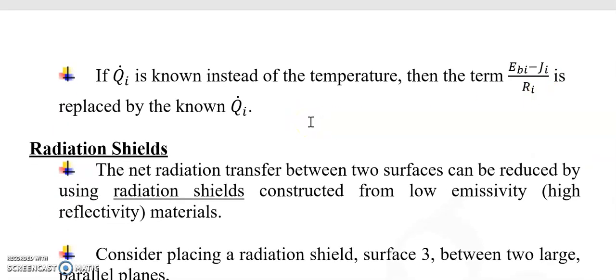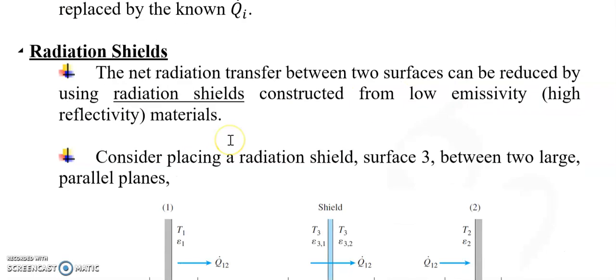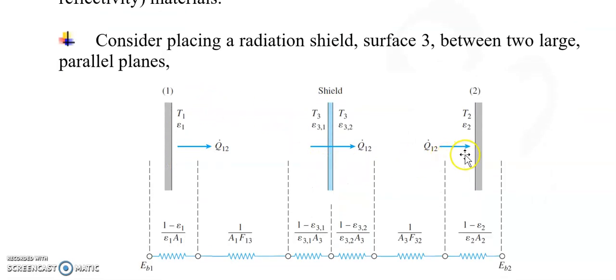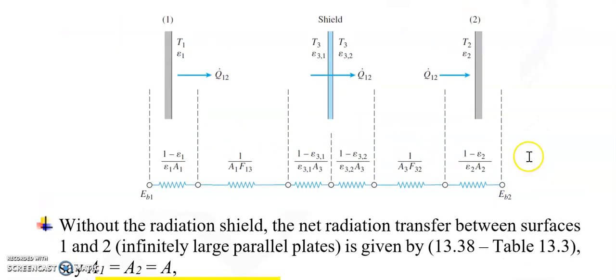Now, if the radiation leaving surface i is known instead of the temperature, then you may replace the term with a known Q. Radiation shields. The net radiation transfer between two surfaces can be reduced by using radiation shields constructed from low emissivity or high reflectivity materials. So it's schematically shown here. Placing a radiation shield, we call it surface 3, between two large parallel plates. Look at the associated resistances with each surface and between them.